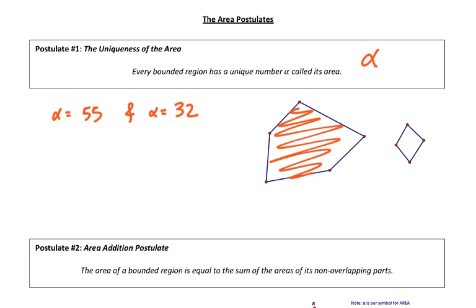It also gives us a way to compare different regions. So for instance, let's say this area is 32, and this one's 55. We can fairly easily see that one has a larger area than the other one, and that's represented in their diagrams, because in the left-hand picture, more space is taken up by the interior of that region than is by this second one.